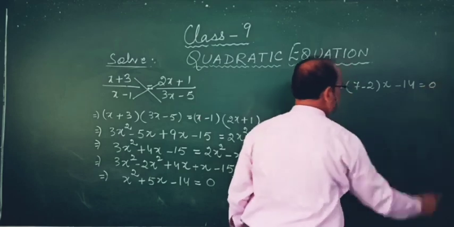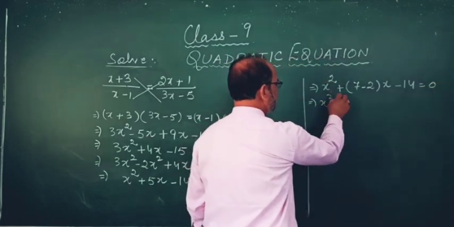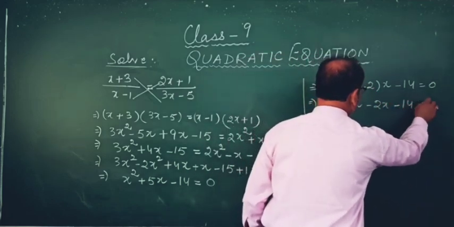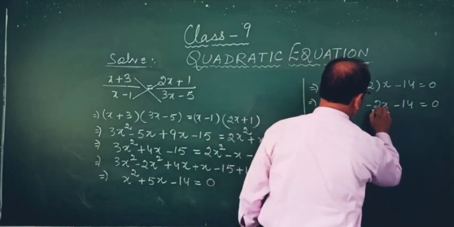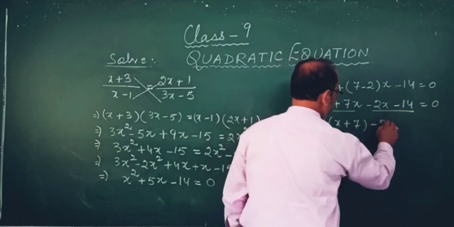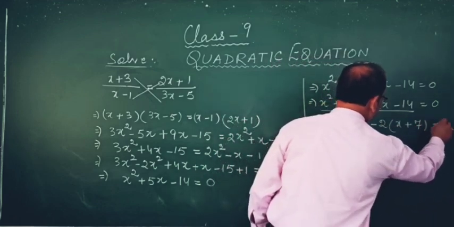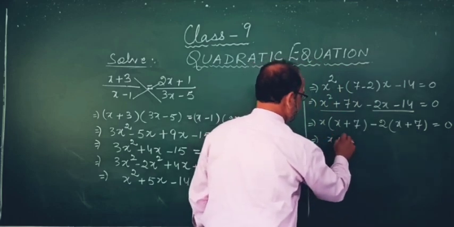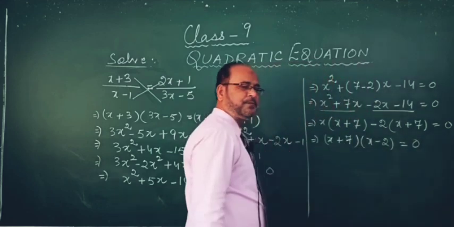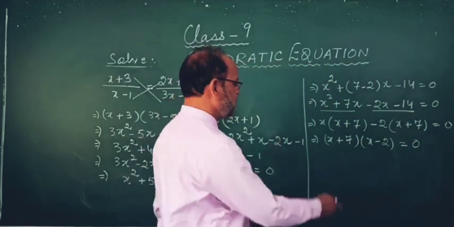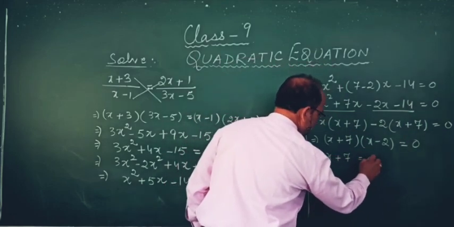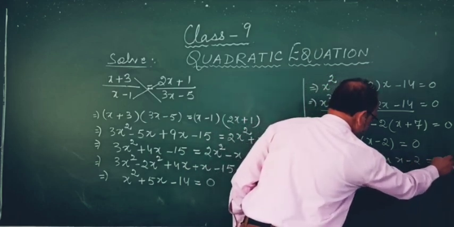equals to 0. This is x squared, you will open the bracket, so you will get 7x minus 2x minus 14 equals to 0. You will make pairs of two terms, x will be common, then x plus 7, and minus 2 will be common, then x plus 7. Now x plus 7 is common in both, then x minus 2 equals to 0. Now our job is to first put this factor equals to 0. So that is x plus 7 equals to 0, or you will put x minus 2 equals to 0.